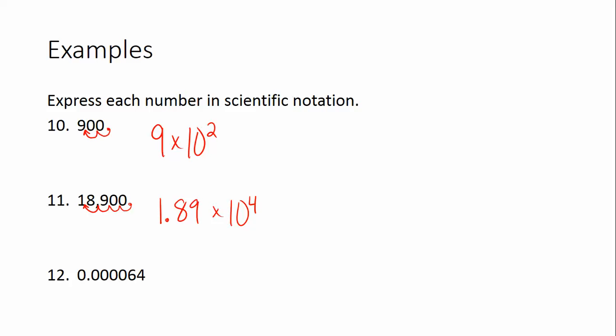If you're struggling with where to stop the decimal, remember again, this number in the front has to be between 1 and 10, so I couldn't have stopped it between the 8 and the 9 because then it's 18.9. That's too big. Number 12, we're going to move it to the right 1, 2, 3, 4, 5 times. So that's 6.4 times 10 to the negative 5th. Remember again, a small decimal less than 1, we're moving it to the right. We have a negative exponent.